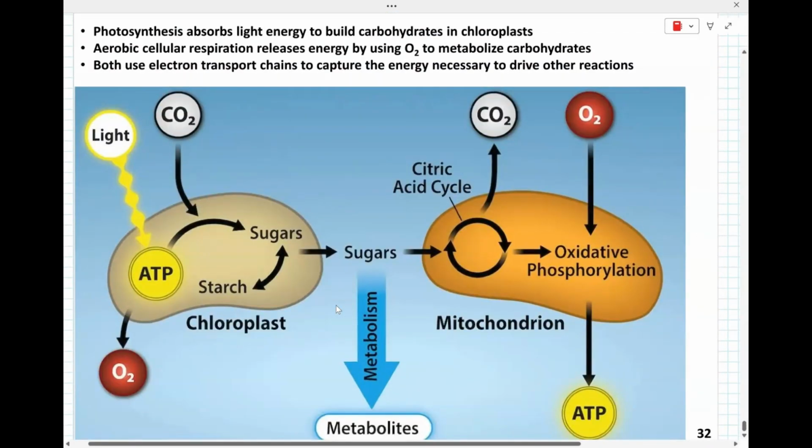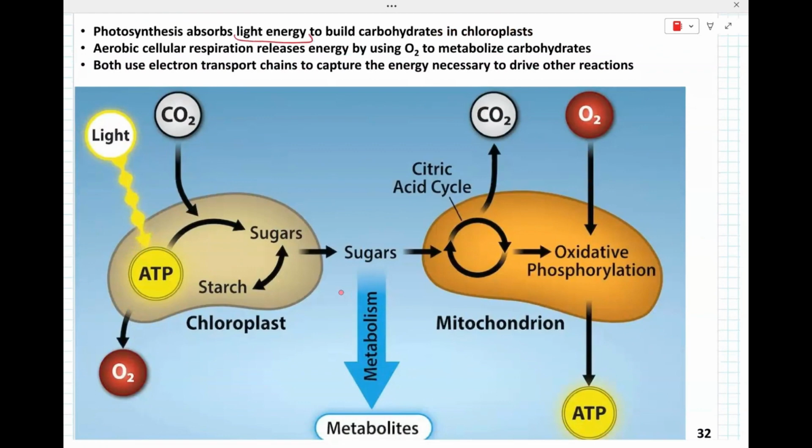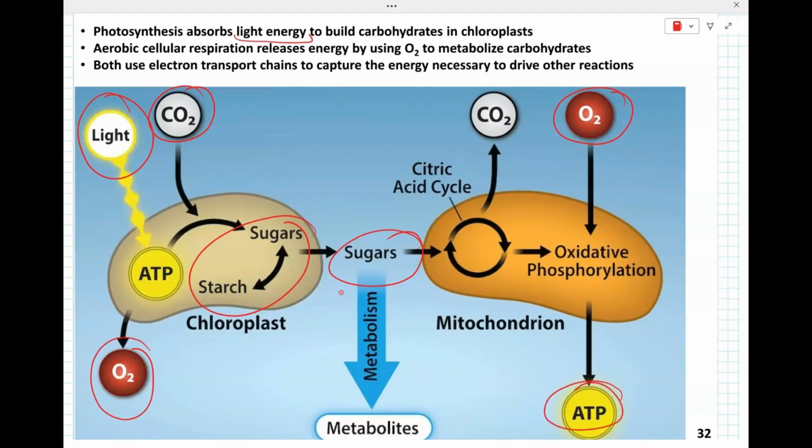Which brings us to the concluding idea: the energy flow in biological systems. What we learned is that in photosynthetic organisms, light energy is absorbed to build carbohydrates from inorganic carbon, and oxygen is produced. This oxygen and the produced sugars will be used in mitochondria of heterotrophs and autotrophs alike to generate ATP in the process of cellular respiration and produce CO2 as a byproduct, which will come back here and will be reutilized again.